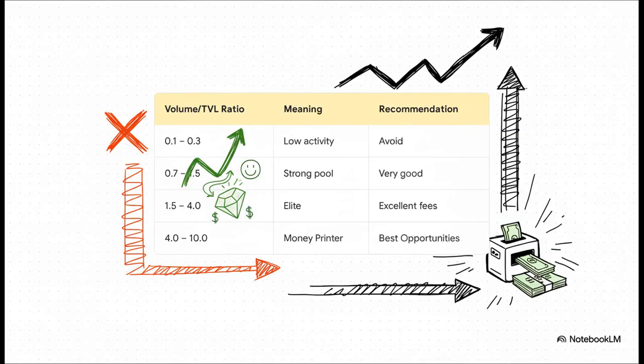So what does a 5.4 actually mean? Well, this chart here breaks it down perfectly. You see, anything below 0.3, yeah, you want to stay away from that. A pool with a ratio around 1 is pretty strong. But our pool, at 5.4, look at that. It's right there in the money printer category. This is exactly what we're looking for.